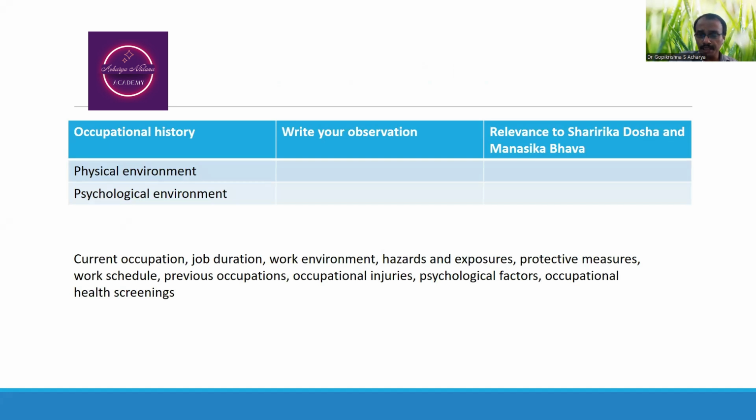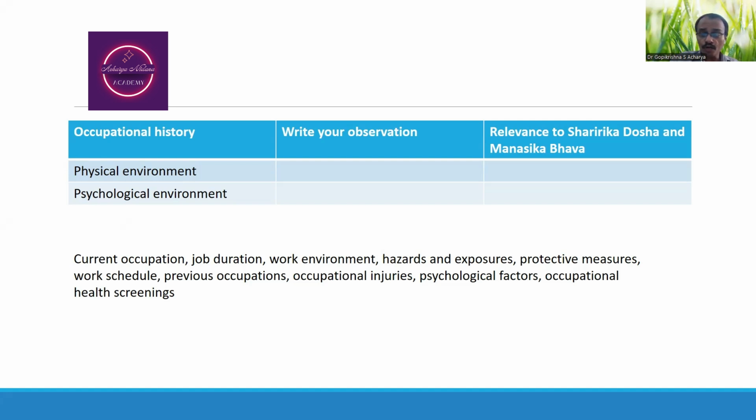As far as occupational history is concerned, you are supposed to write what kind of environment he is going to be exposed to, whether it is a physical environment or a psychological environment. When there is a physical environment, naturally that may be responsible for Sharirika dosha involvement, whereas a psychological environment may be responsible for Manasika dosha involvement, or Manasika dosha balance or imbalance that can be observed.